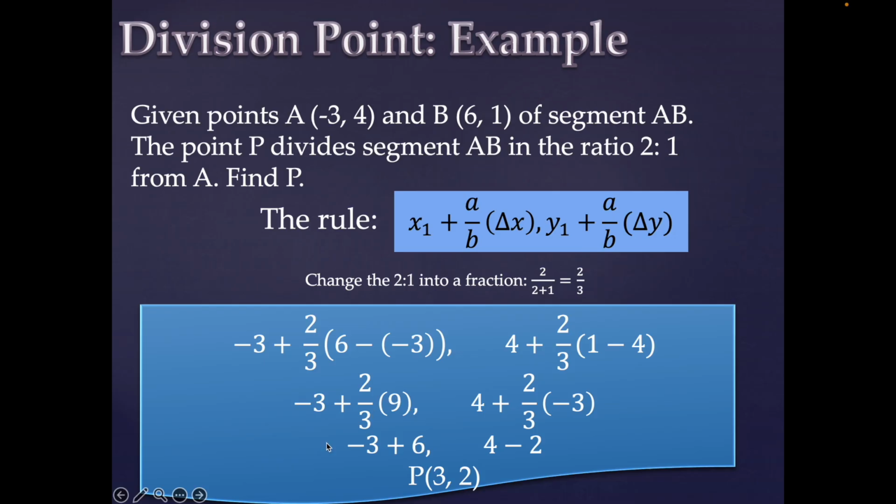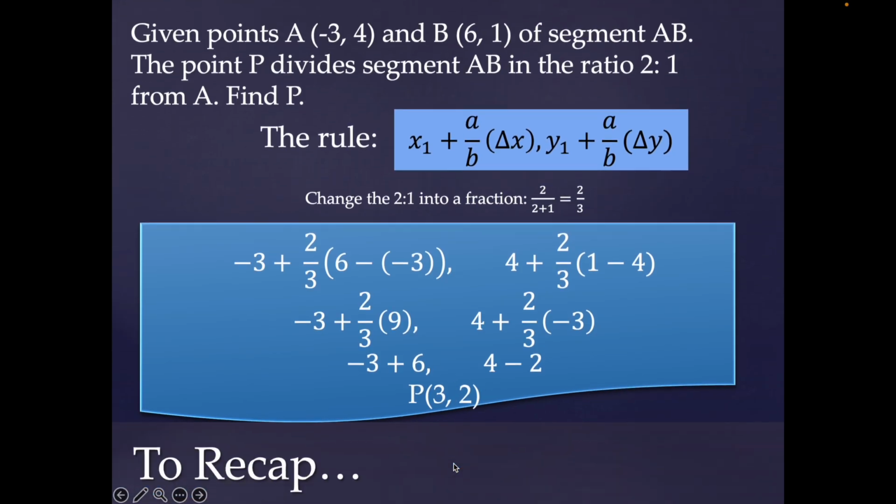I highly encourage you to try your very best to keep your fractions instead of changing them into decimals, because in this case you can get 2 times 9, which is 18, divided by 3, which is 6, and in this case you get 2 times -3, which is -6, divided by 3, which is -2. So you can do all of this basically in your heads without worrying about decimals. In the end, the correct answer for the division point in this question is (3, 2).